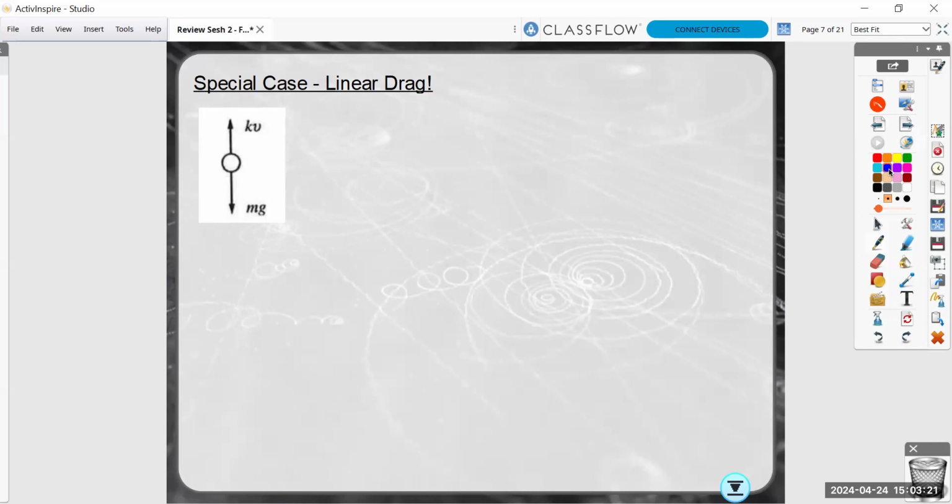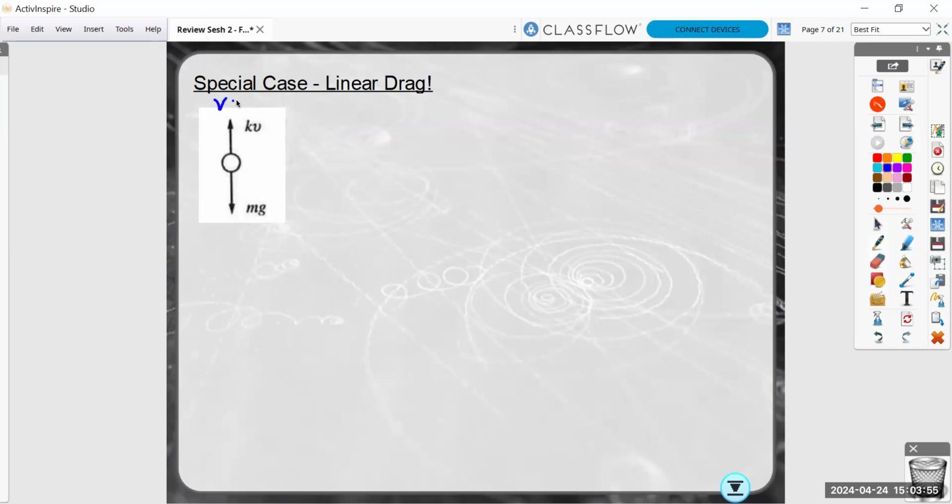So let's say we've got an object that we're dropping, and it's got gravity. It's also subject to a drag force, and a lot of times they'll write this drag force as negative kV. That negative sign indicates that whatever direction the velocity is in, the force is in the opposite direction, right? So it's got a magnitude of kV opposite to our direction of motion. And we're going to assume here that we drop it from rest.